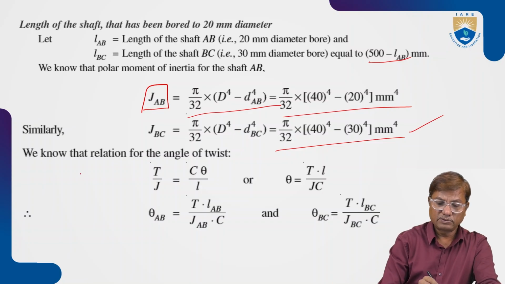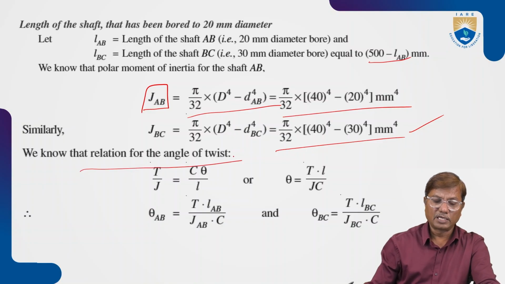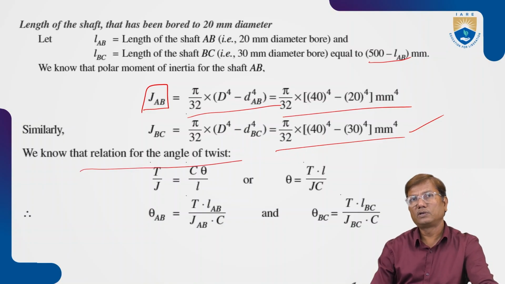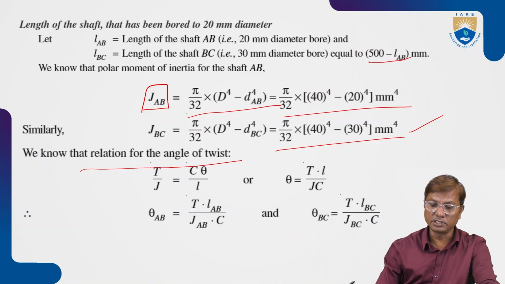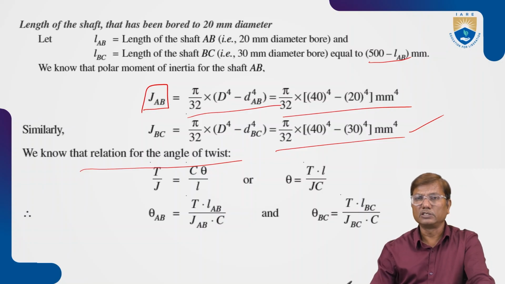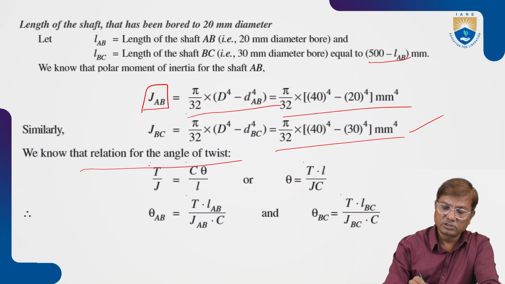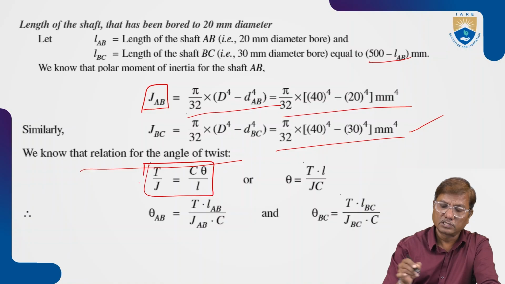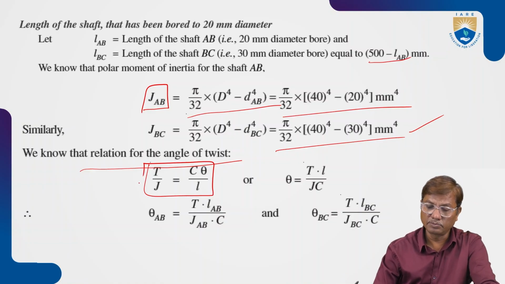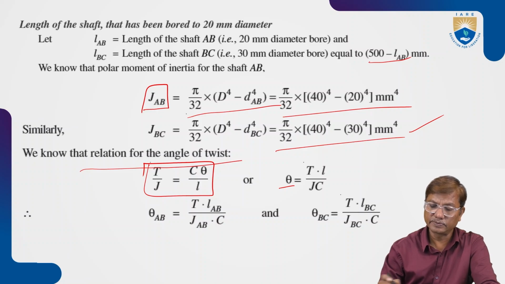Now, what is the given condition? The angles of twist are equal for portions AB and BC. It is the given condition. So, we know the equation T by J equal to C theta by L, from which theta is equal to TL by JC.